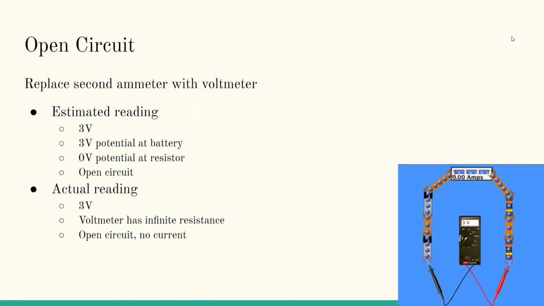So you should then replace the second ammeter with a voltmeter. The estimated readings are 3 volts potential at the battery, 0 volt potential at the resistor, and an open circuit. And the actual reading is 3 volts, and the voltmeter has infinite resistance because it is an open circuit, which leads to no current flowing to the voltmeter.